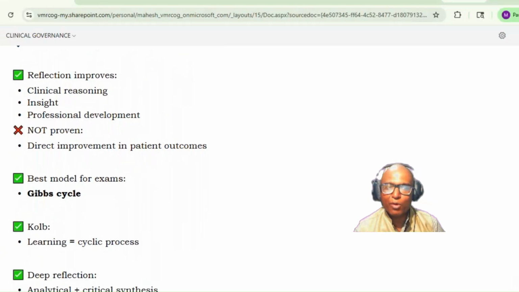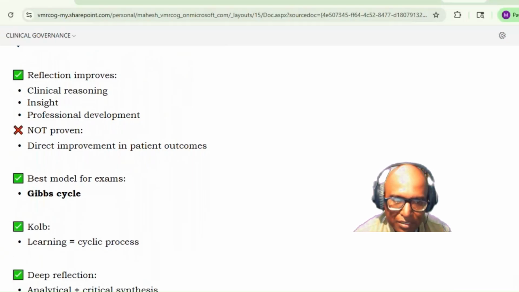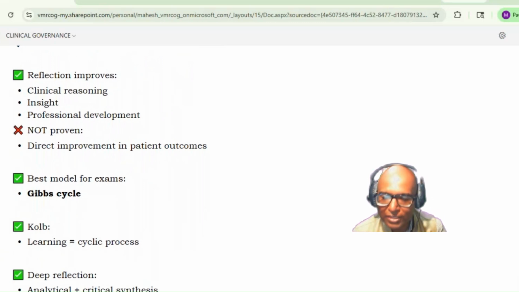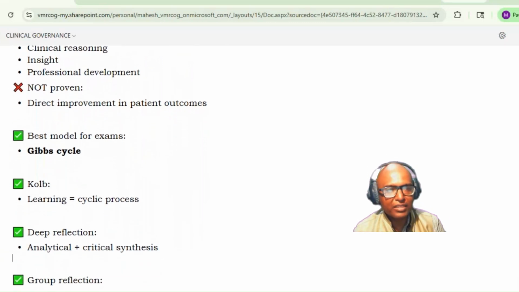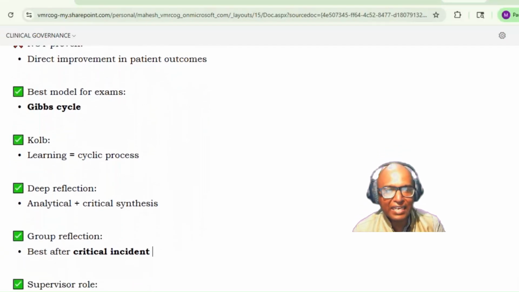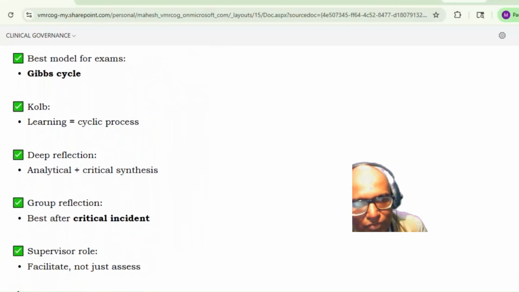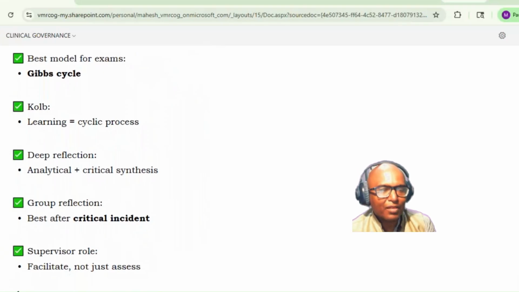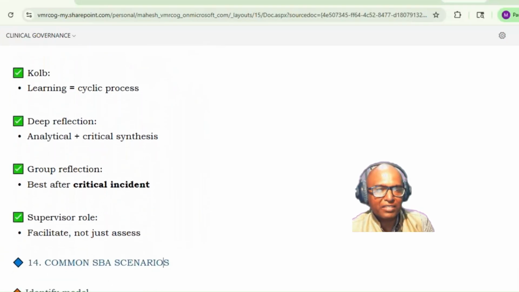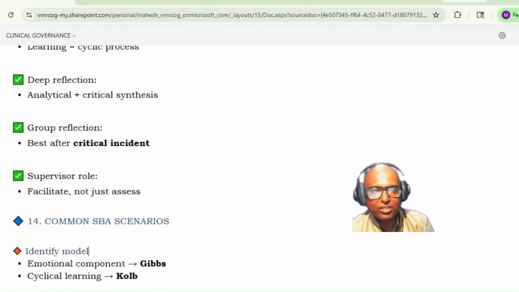The best model for the exam is the Gibbs cycle, and it takes into account the emotional component also. Then there is Kolb's learning. It is a cyclical process, and all components of Kolb's should be there. Then there is deep reflection, that is the analytical plus critical synthesis. Then there is group reflection, best after a critical incident. And the role of the supervisor is to facilitate and not just to assess.